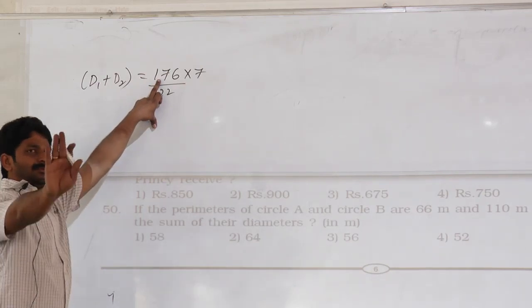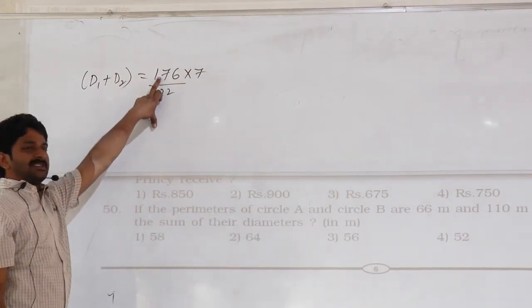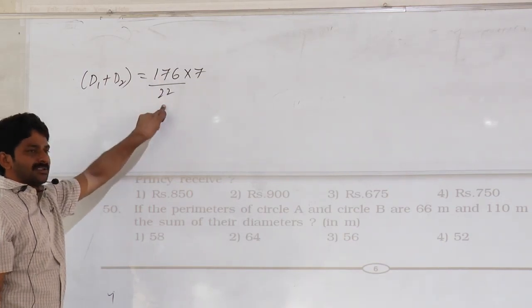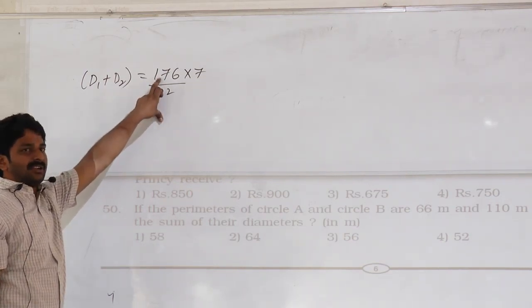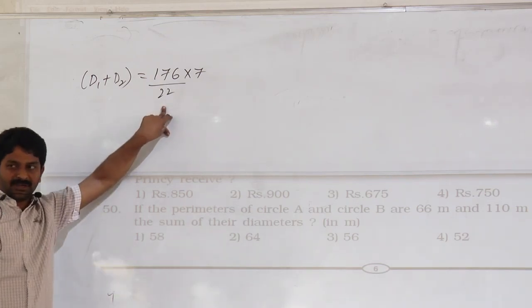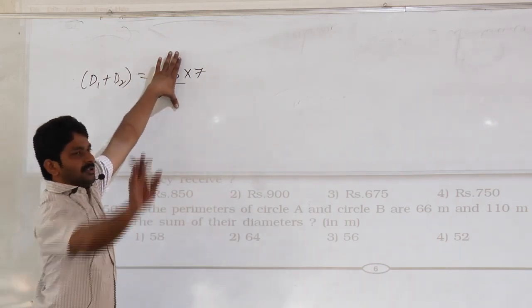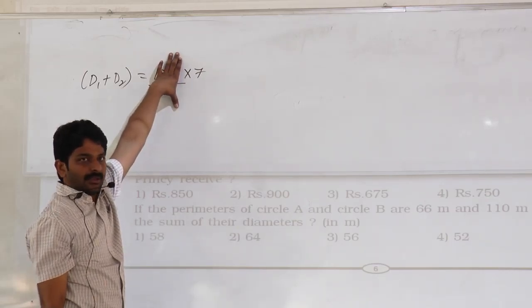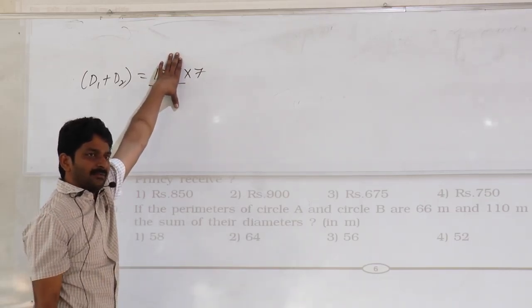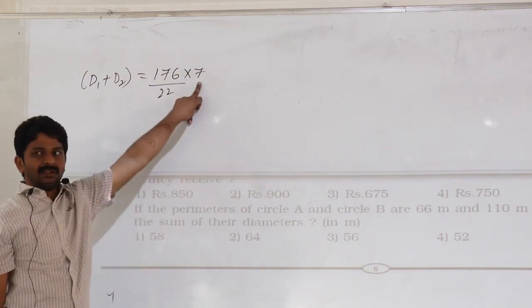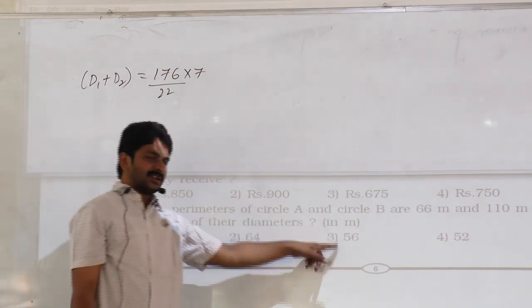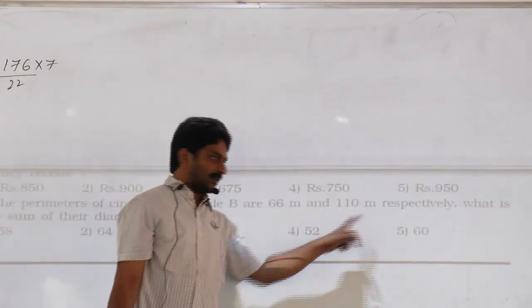Is it a multiple of 11? Both are even numbers. So you can definitely cancel 176 with 22. Your answer should be a multiple of 7, yes or no? Because you cannot cancel 7 here. Is this a multiple of 7? There is only one multiple of 7, that is the final answer.